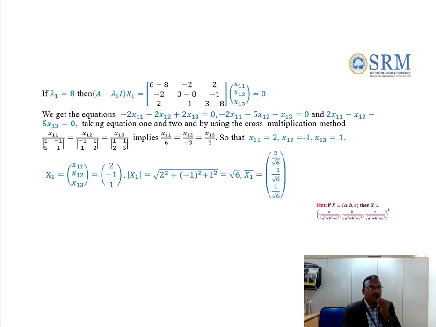Okay, just replace lambda 1 equal to 8 in the matrix equation, and multiply this vector, you will be getting the equations like this. Take any two distinct equations, and then by using the cross multiplication method, we can find the solution. In fact, x11 equal to 2, x12 equal to minus 1, x13 equal to 1. So the eigenvector is (2, -1, 1), and its length is root 6. Therefore x1 bar equals (2 by root 6, minus 1 by root 6, 1 by root 6).